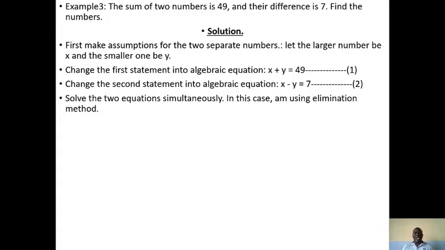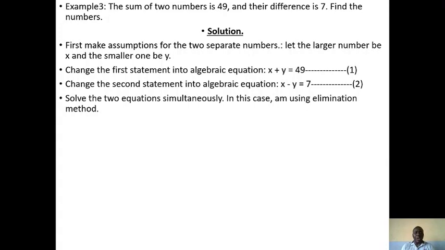That simply means that if you add two numbers, you know the two numbers might not be the same, you are going to have 49. And the difference of the numbers is 7. That means that if you subtract the smaller number from the bigger number, you will have 7. They are asking you what are the numbers. So in this case, the next thing you need to look at is, what are the numbers? You don't know them, so we need to assume something there.